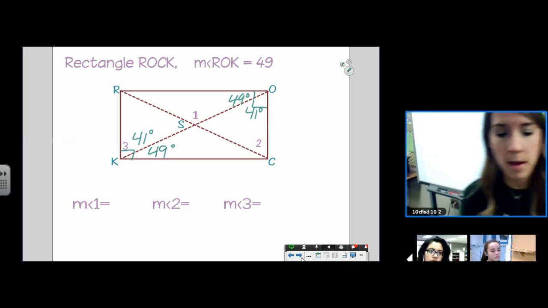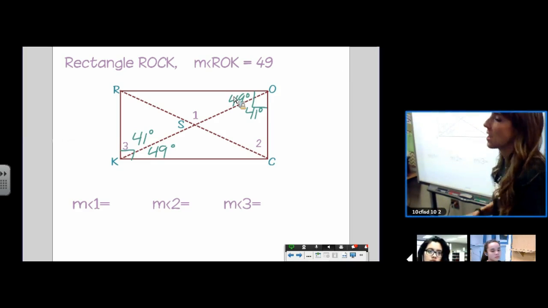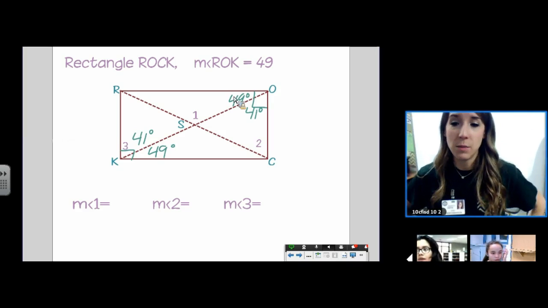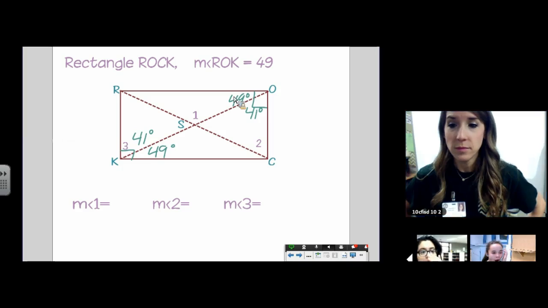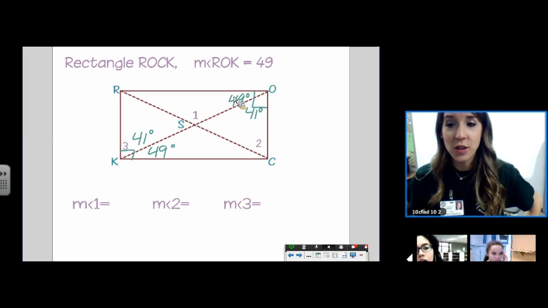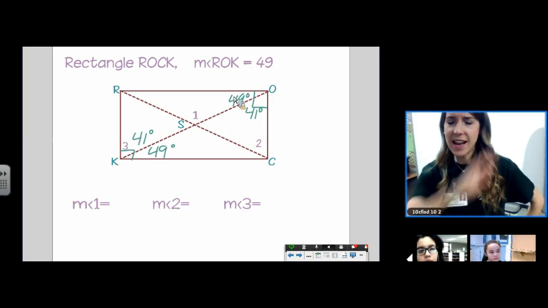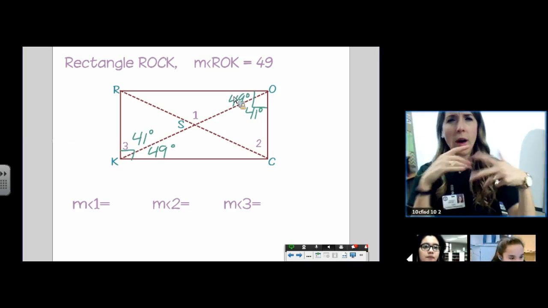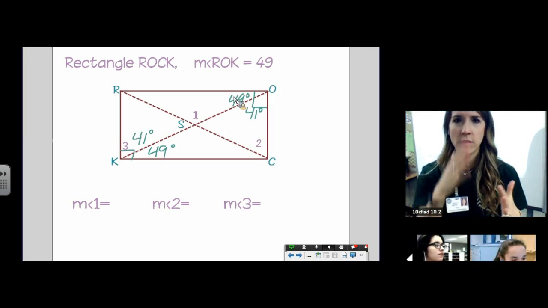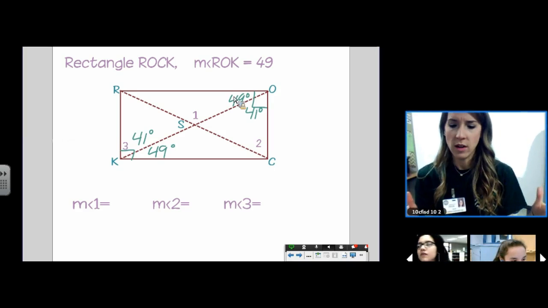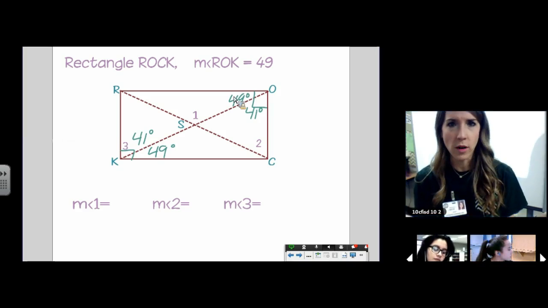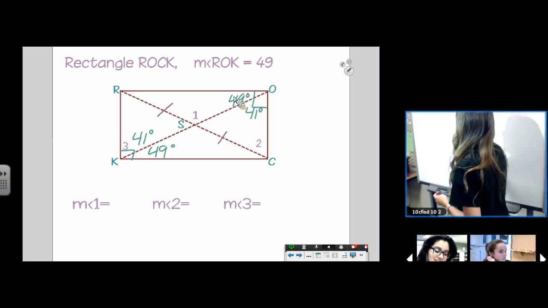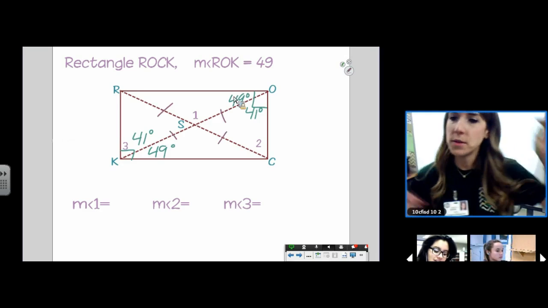But this is a cool thing about rectangles, and it happens in every rectangle. Not only do the diagonals bisect each other, but what else did we add to our chart? Diagonals are congruent. So if this diagonal is 8 and this diagonal is 8, and they both bisect each other, what kind of segments do you get? 4, 4, 4, 4. Wait a minute, they would all be 4, right? So what that means is that the diagonals bisect each other, and all 4 of those segments are congruent.